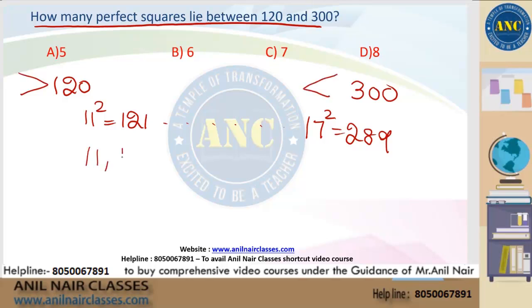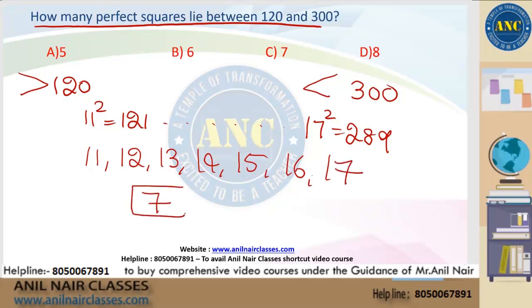So total how many numbers? 11, 12, 13, 14, 15, 16, 17. So totally 7 numbers I require. Answer for this question is 7.